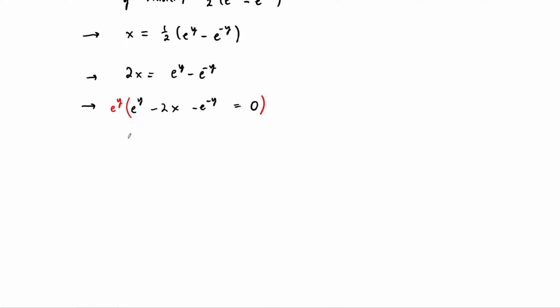And so when we distribute this out, we end up with (e to the y) squared minus 2x, which I'm going to put in parentheses, times e to the y, minus e to the y times e to the minus y, which is just 1. Right? It becomes e to the 0. You add the exponents, you get e to the 0, that's 1.